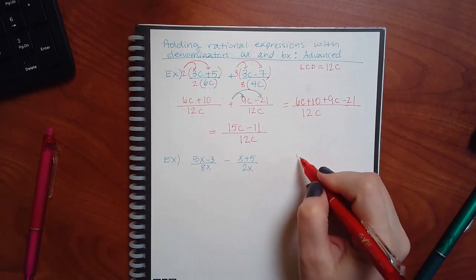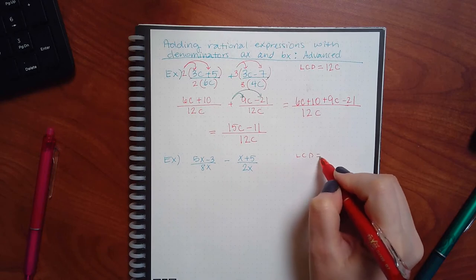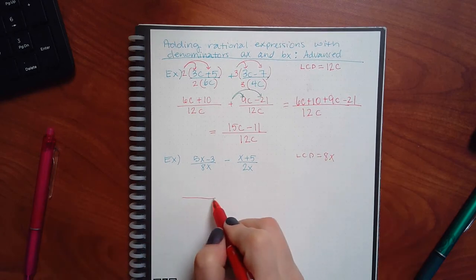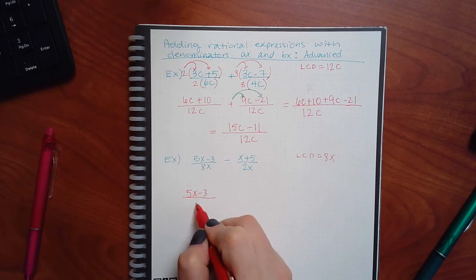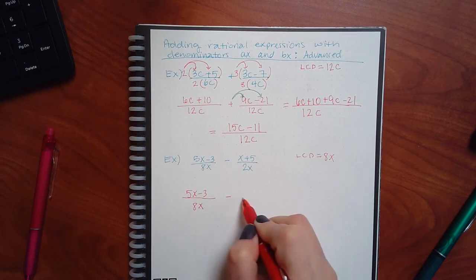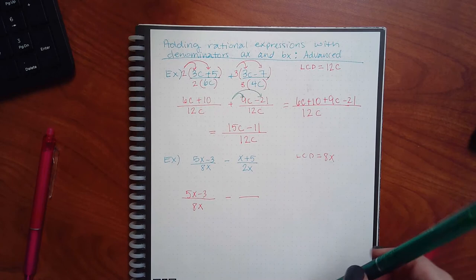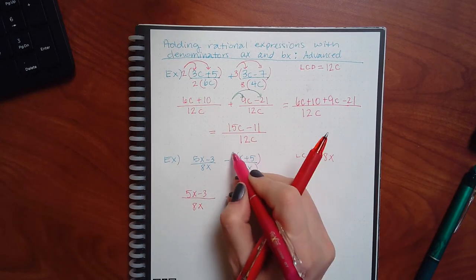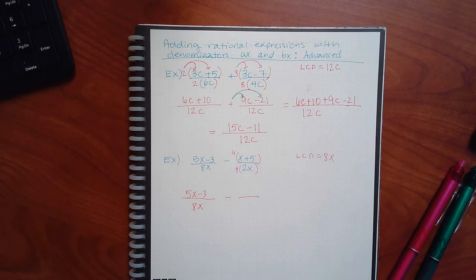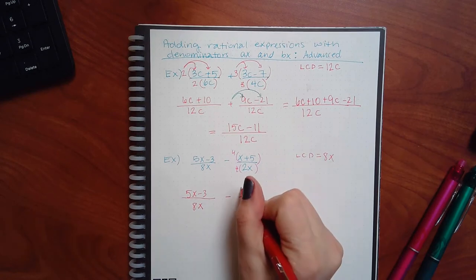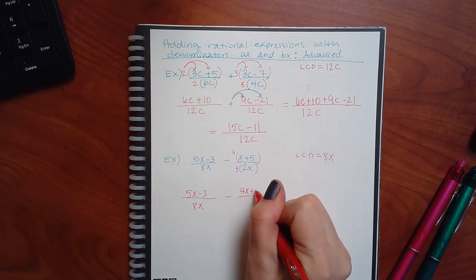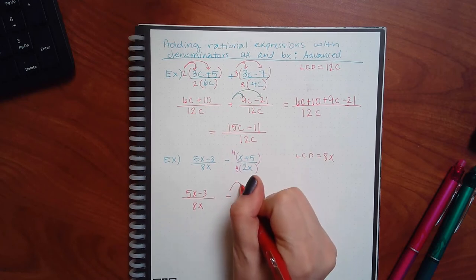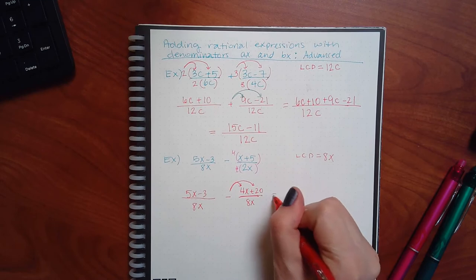What did you get as the LCD? 8X. Mm-hmm, because 2 did go into 8, right? So that means this one doesn't change. But over here, what do we have to multiply by? 4. So if you multiply this by 4, you also have to multiply the top by 4. So you get 4x plus 20, there you go. But then in order for me to minus, this is going to change those guys' signs, right? Yep.